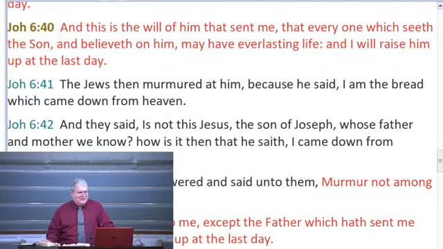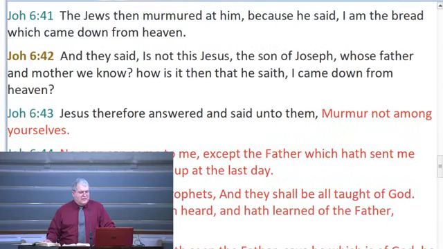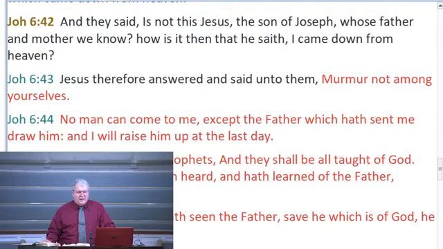They murmured at him because he said, I'm the bread. And they said, this is Jesus, Joseph's boy. We know his father and mother. They were wrong, but that's what they said. How is it then, he said, I came down from heaven? And he goes on, and it gets worse, if you will, from their unbelieving perspective, focusing on the flesh. He said, you need to eat my flesh. You need to drink my blood. My flesh is meat, is food indeed, and my blood is drink indeed.